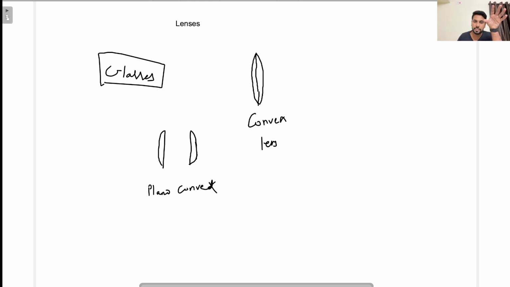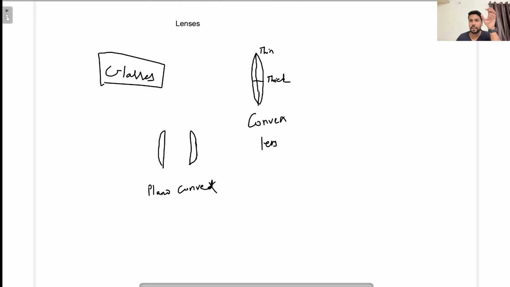You see how it is made of glass, but it has a thick shape at the center, and on top it is kind of thin. So it is thick at the center and thin at the top. This is the special feature of a convex lens.